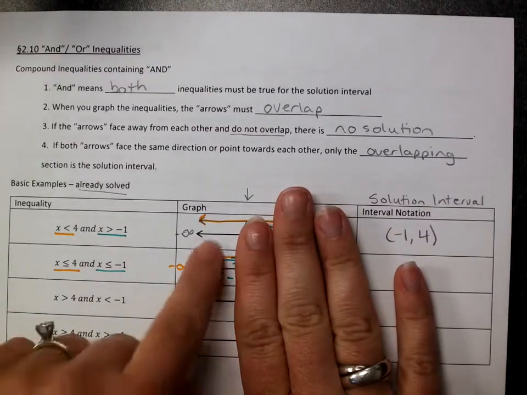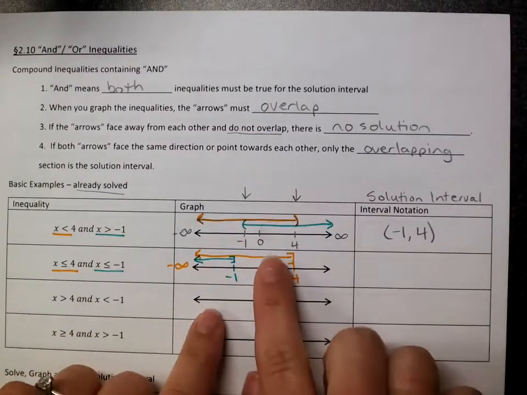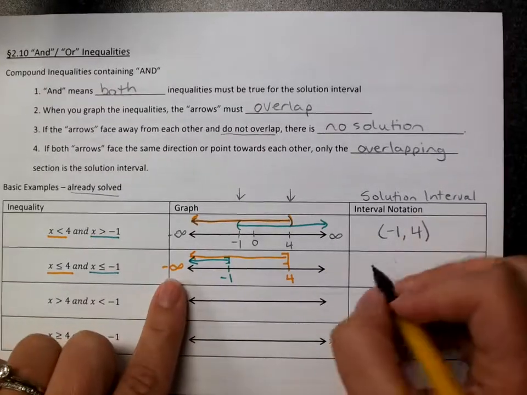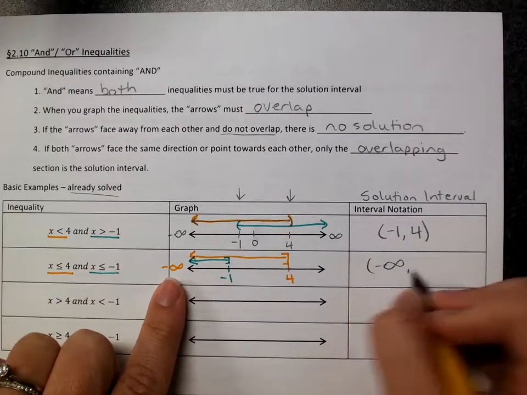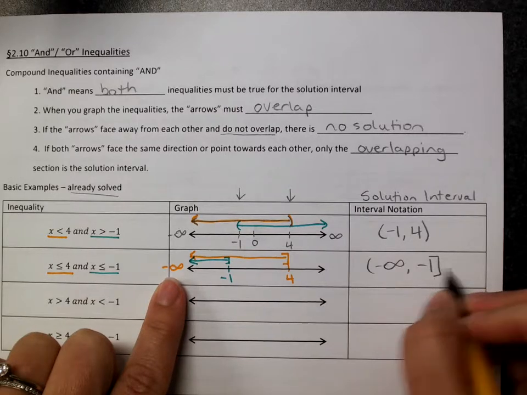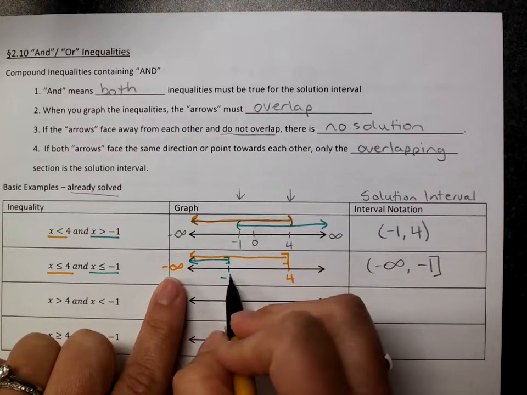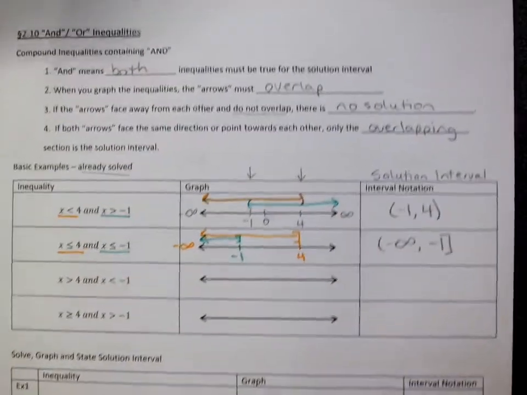So they're only both true here. Over here, only one of them is true. They're both true between -infinity and -1, and we can use a bracket to match that bracket. They're only both true between -infinity and -1.